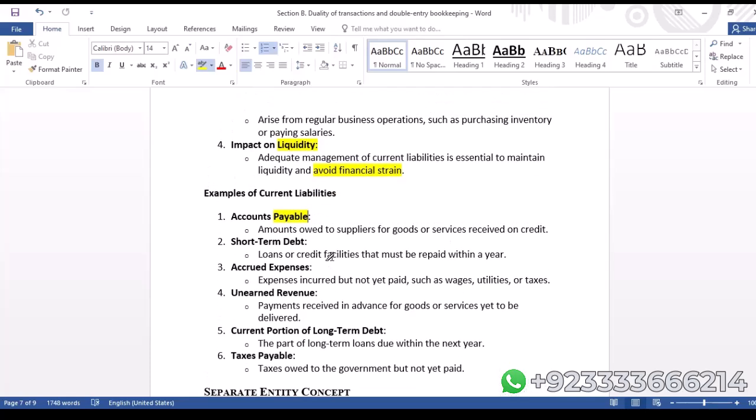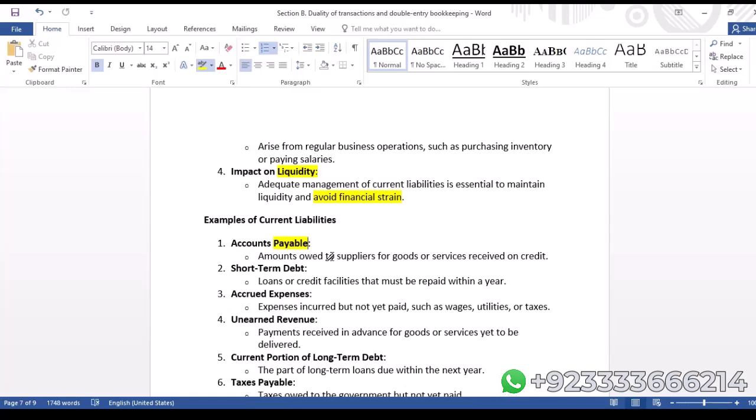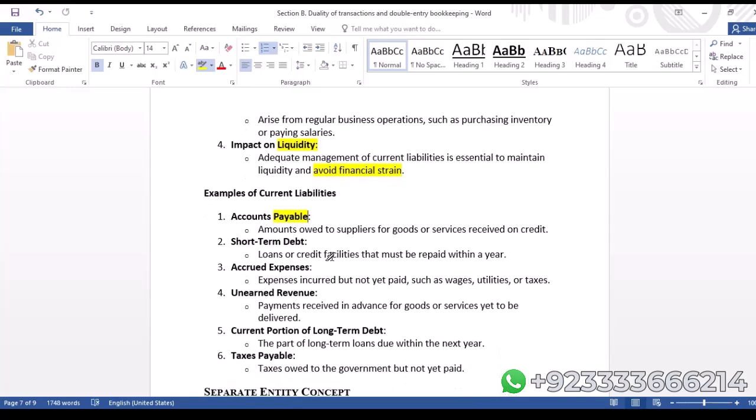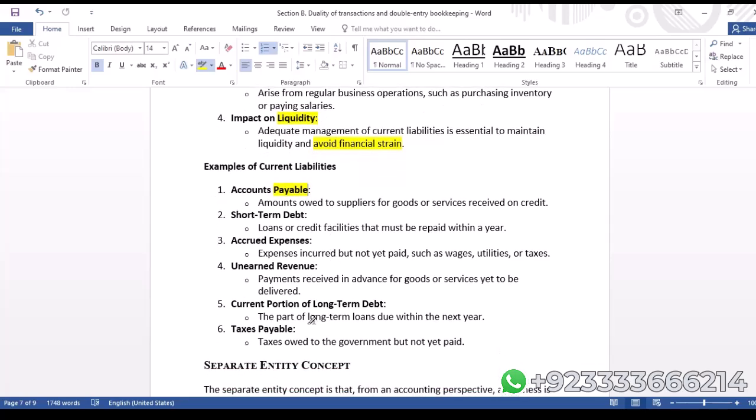So this was the end of non-current liabilities and all liabilities. From the next lecture, we'll start to have the numerical parts also. We'll start to see the numerical parts of accounting also.